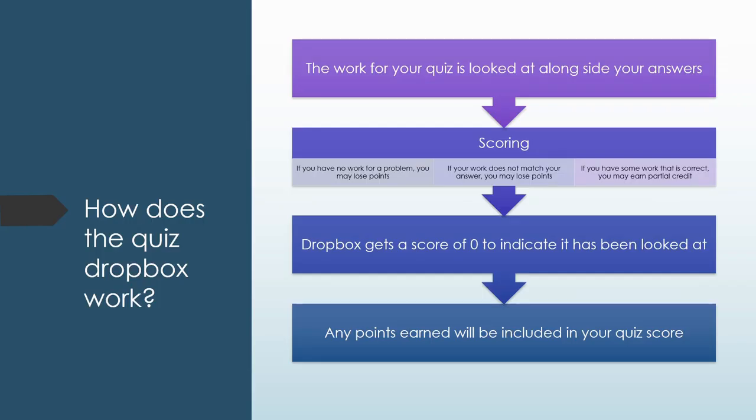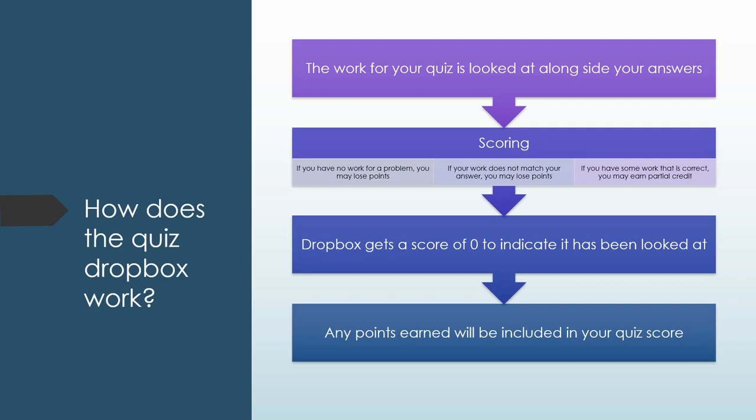So how does this quiz Dropbox work? Well, when your instructor is grading it, they have the work for your quiz open, and then they also have your quiz open, so they can see them side by side. And then we add or subtract to your score. So if you have no work for a problem, you may lose points because you simply guessed. And if your work does not match your answer, you may lose points, because that would indicate that you changed your answer after you took the quiz, which is not allowed. And if you have some work that's correct, even if your answer on the quiz is wrong, but at least you were on the way there, you can earn partial credit, and that could increase your quiz score.